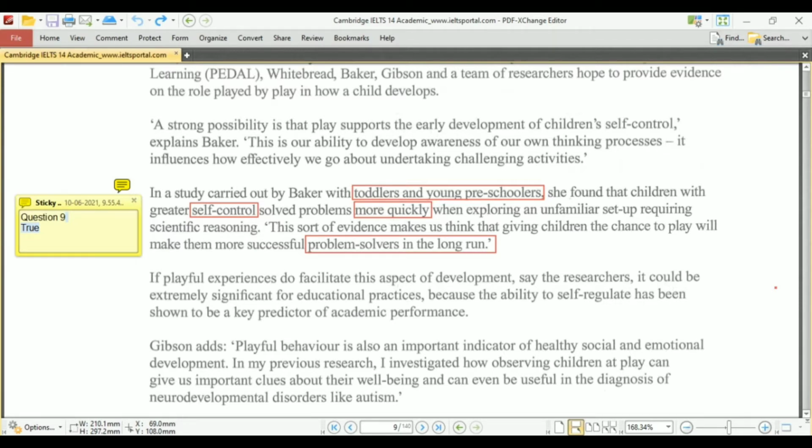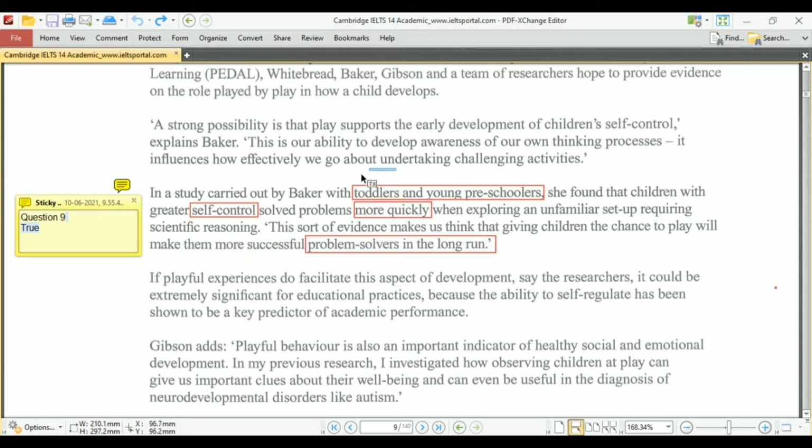So highlight a few words which you can say are the key points to find the answer. Now, having great self-control, solve problems more likely. More likely means they have more chances to solve the problem, exactly the same as what the question was saying. All right, when exploring an unfamiliar setup requiring scientific reasoning, this sort of evidence makes us think that giving children the chance to play will make them more successful problem solvers in the long run.